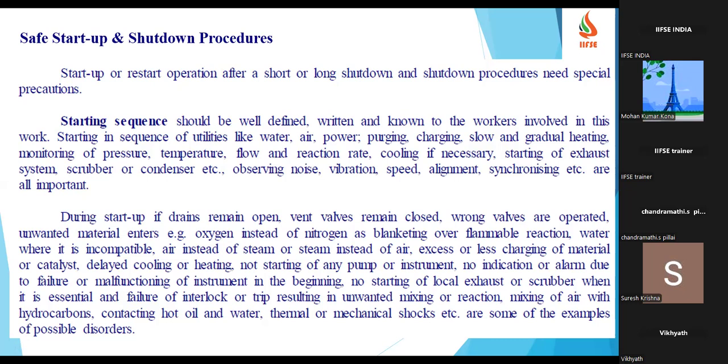So if you see a startup or a restart operation after a long or short-term shutdown, special precautions are needed, because we don't know what has happened during the shutdown, or sometimes maybe some kind of chemicals would have entered inside and we don't know the condition of the equipment during that time.